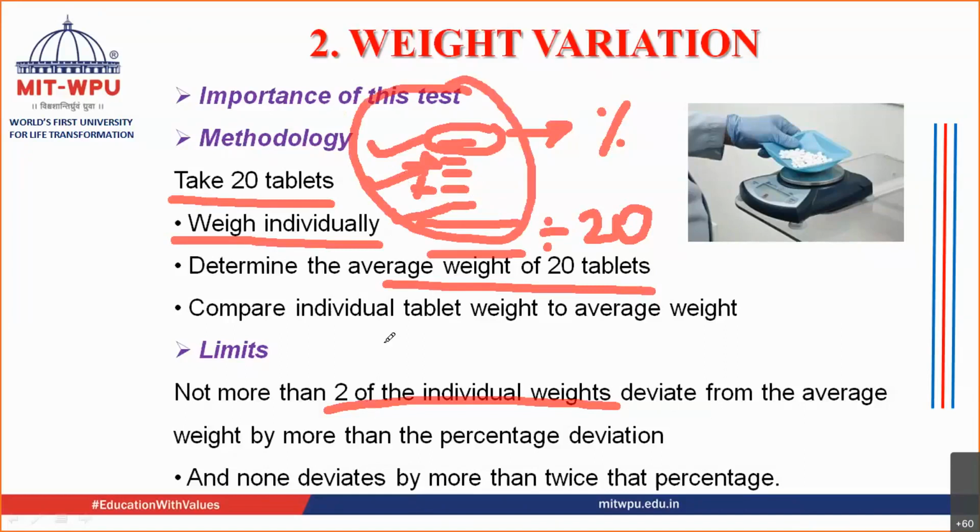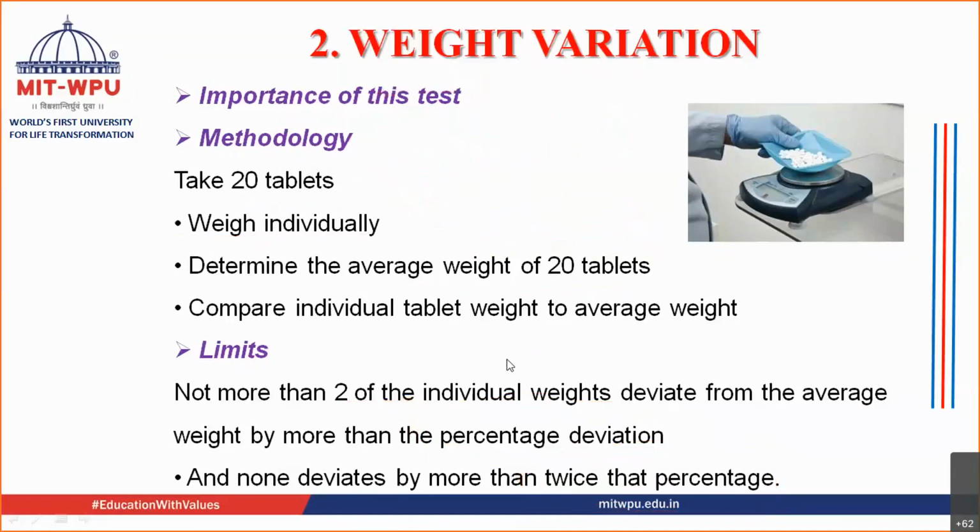In that case, you are going to adjust the machine. You are going to check whether the flow is proper or not, and all the things. And not a single tablet should deviate by more than twice the percentage. So what is this percentage? We are talking about percentage deviation. What is this percentage deviation? Let us see further.